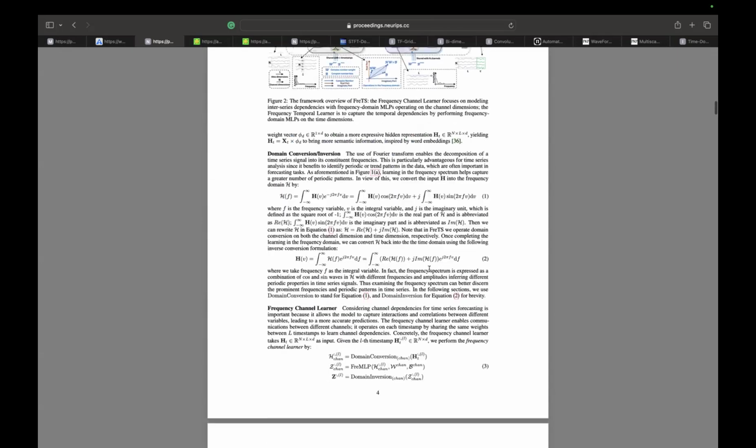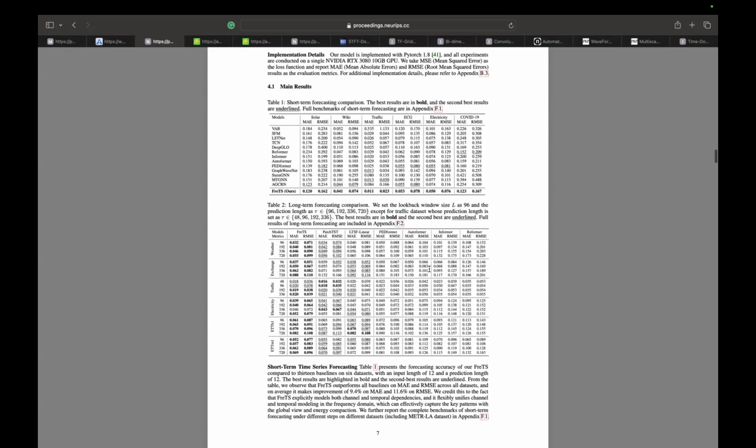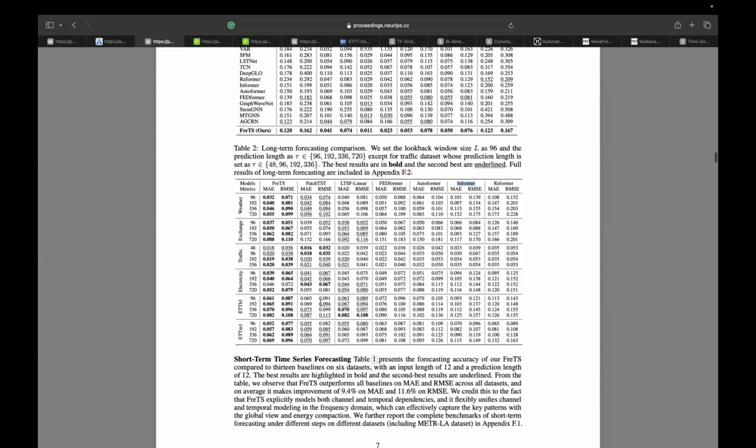And again, I didn't get a chance to go through the paper, but if I'm not wrong, they have compared their method, the frequency domain method, with these time domain methods. So PatchTST is a very famous transformer based method, which is completely time domain based. Autoformer is again time domain, Informer. These are all time domain based methods. So their results are pretty good, outperforming the time domain methods.